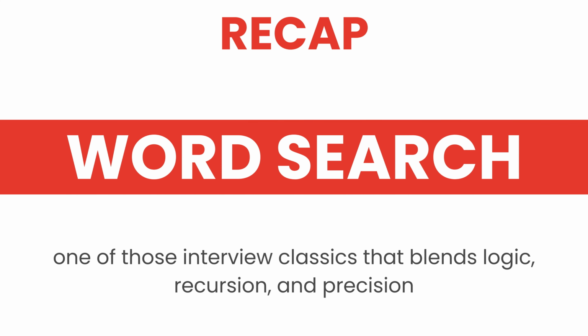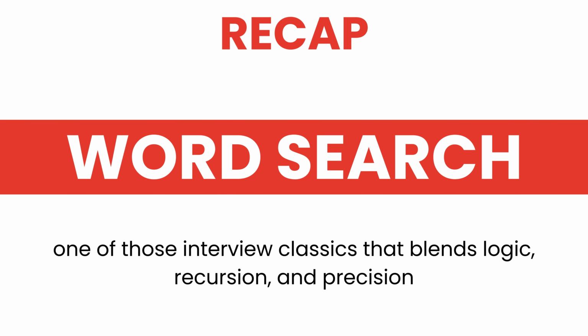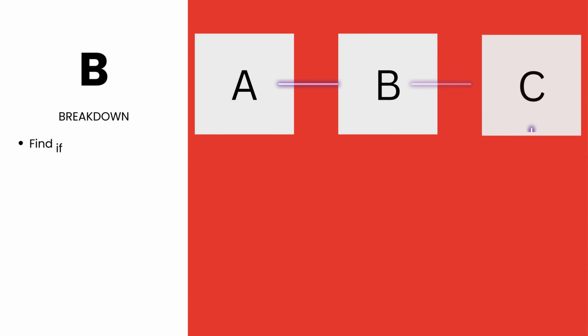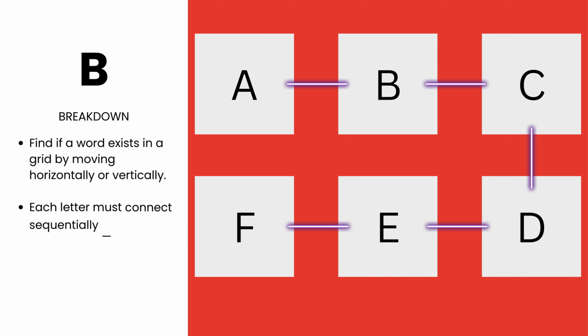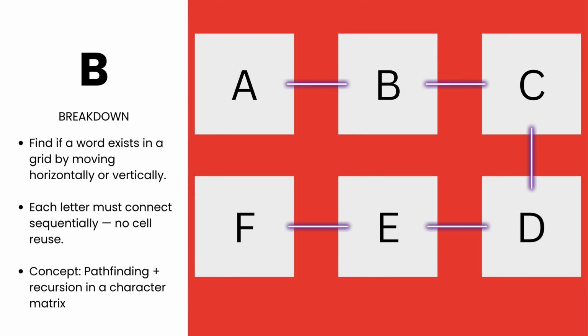Let's wrap it up. The word search problem is one of those interview classics that blends logic, recursion, and precision. It's the ultimate test of how well you handle grid traversal without getting lost in the details, or revisiting the same cell twice. We began by understanding the challenge. Given a grid of letters and a word, we need to check if that word can be formed by moving through adjacent cells, horizontally or vertically, without reusing any cell along the way. It's about exploring every valid path to see if the word can be built in sequence.